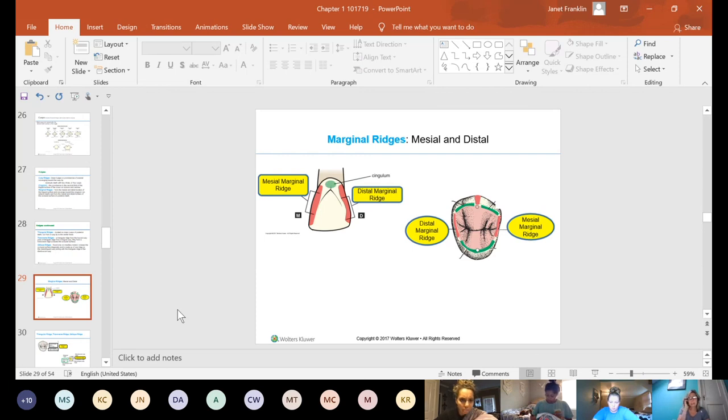When we get into class next week, like I said, I'll show you all these on models, but those are the marginal ridges. On a posterior tooth, a premolar or a molar, your marginal ridges are up on the occlusal table. And of course, one's on the mesial side, one's on the distal side.